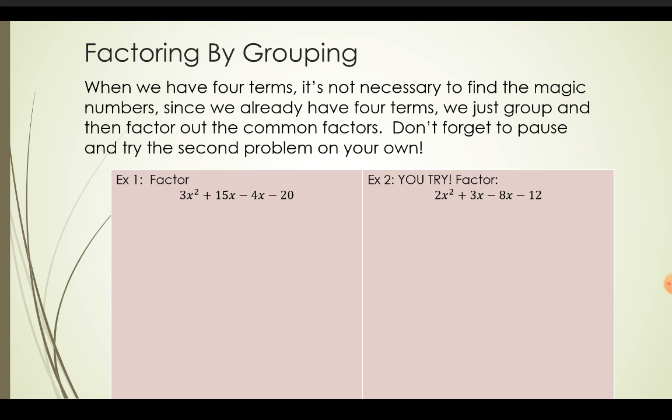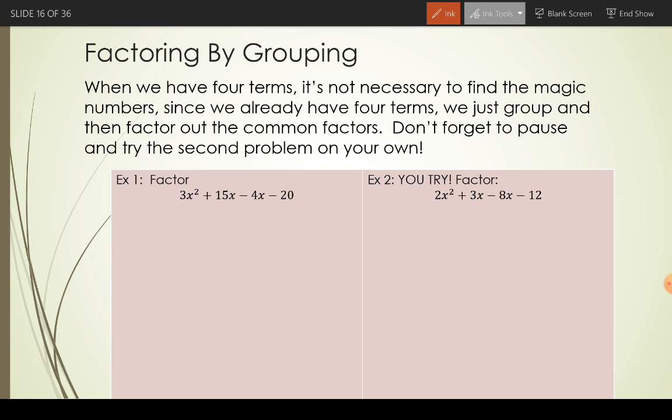So we'll have our first 2 paired, 3x squared plus 15x. And then we're going to pair our second 2, negative 4x minus 20. Remember, a plus sign always separates my 2 groups.